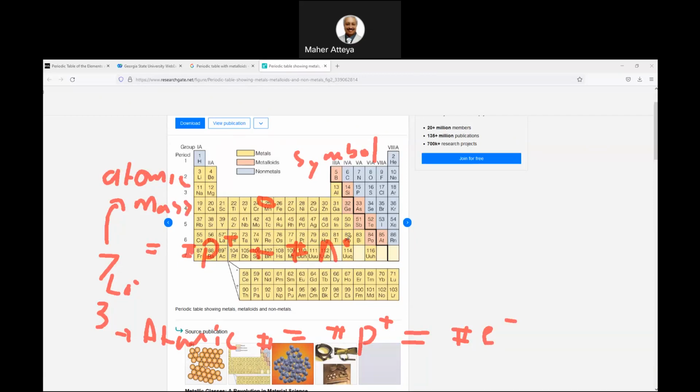So each element inside the periodic table has to have a symbol. This symbol is made of one alphabet, like carbon. Carbon is C. Or two alphabets like lithium, Li. The first alphabet has to be by all means capital. The second one has to be small. But if we have a third alphabet, it has to be small. Just one single one will be capital.